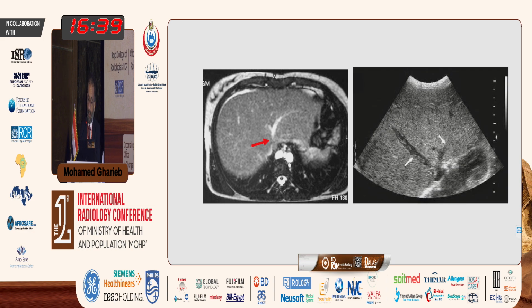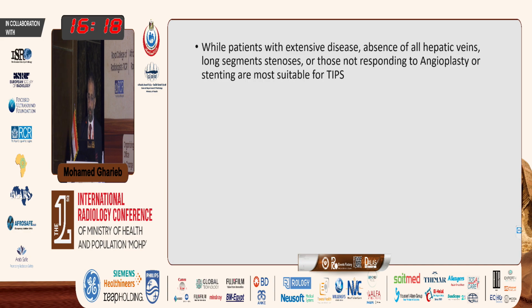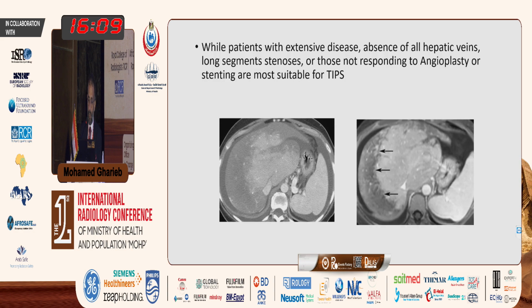However, in the last case, although we can see there is a stenosis at the junction between the right hepatic vein and the IVC, the inflow vein is unhealthy and thrombosed. So this patient is not a candidate for hepatic venous stenting. However, patients with extensive disease, absence of all the hepatic veins, or long segment stenosis not responding to angioplasty or stenting are the most suitable patients for TIPS.